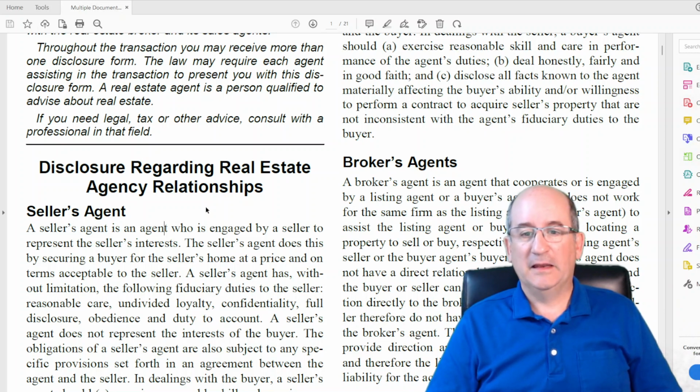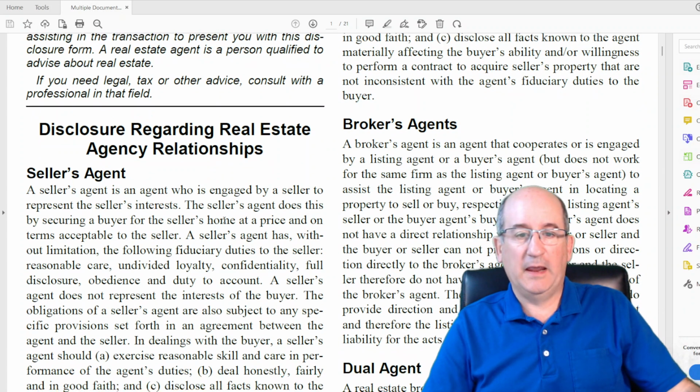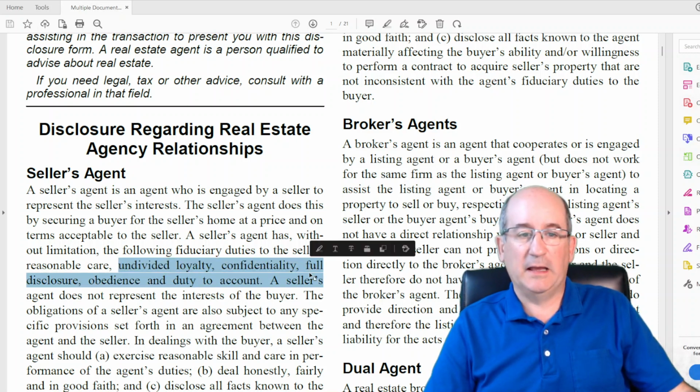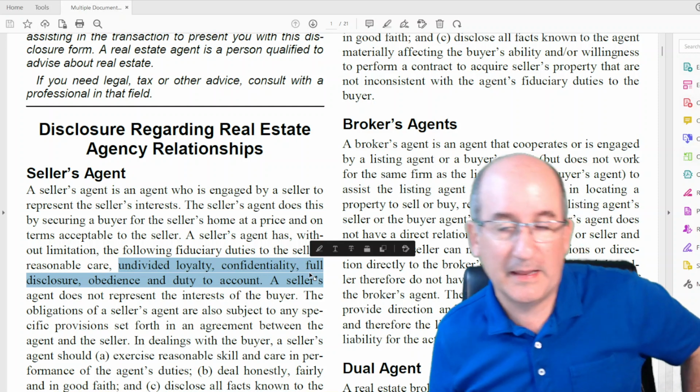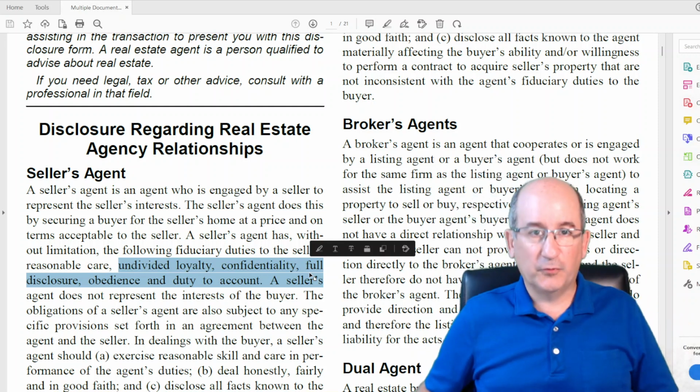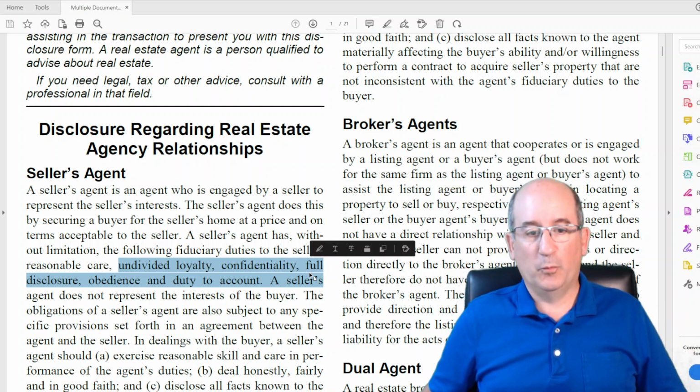So I tell them that the things that I owe them as far as a fiduciary responsibility include reasonable care in dealing with them, undivided loyalty, confidentiality, full disclosure, obedience, and duty to account. What that says is that I need to be the professional that I am, to do the things that I'm trained to do and to represent them well.